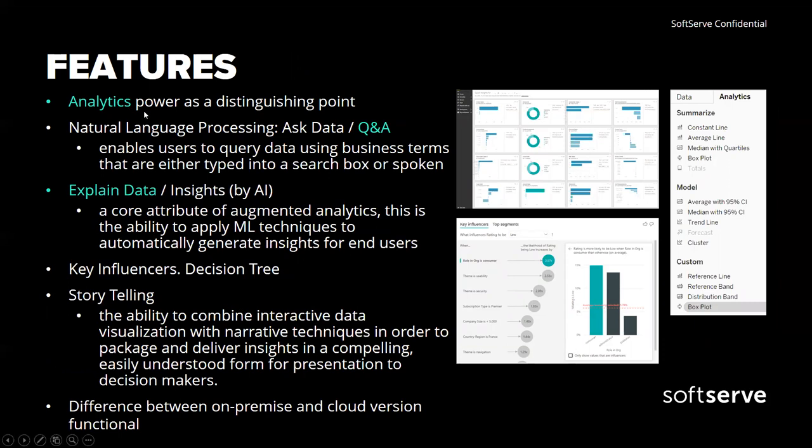So features: this is how analytics tries to show who is better. So analytics power is a distinguishing point. This is, for example, a screen from Tableau, which they have provided for a long time, maybe three or more years, a big set of analytical tools: forecasting and so on. Also natural language processing, a trend of the last years. Each solution tries to implement this querying by just typing into a search box what exactly you want, for example, I want sales in Germany by years. And the system understands what you want and provides this chart for you.